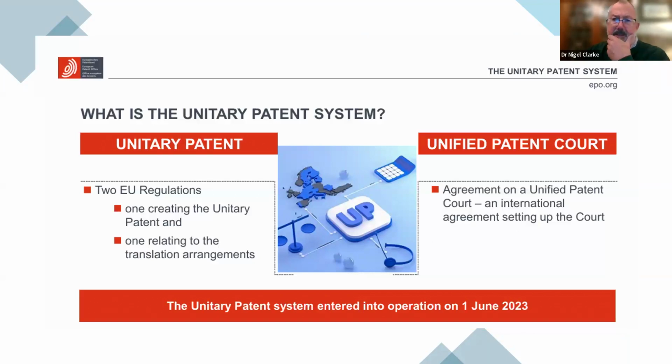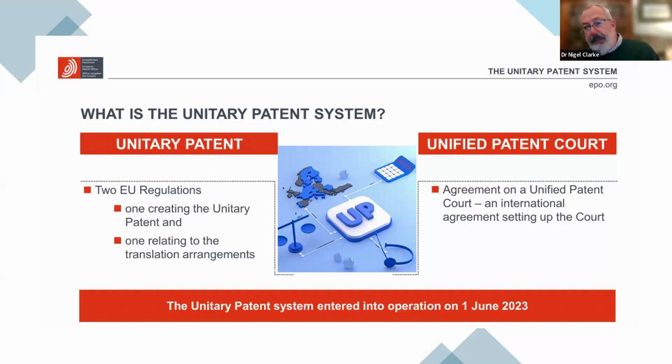So the unitary patent system consists of a unitary patent supported by two regulations, one creating the unitary patent and one relating to the translation arrangements. The translation arrangements are essentially also a transition arrangement where translations are required only for a certain period of time in terms of the actual life of the unitary patent itself, not the individual, but the unitary patent procedure.